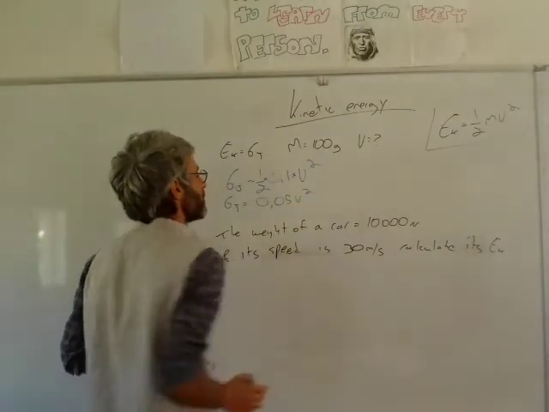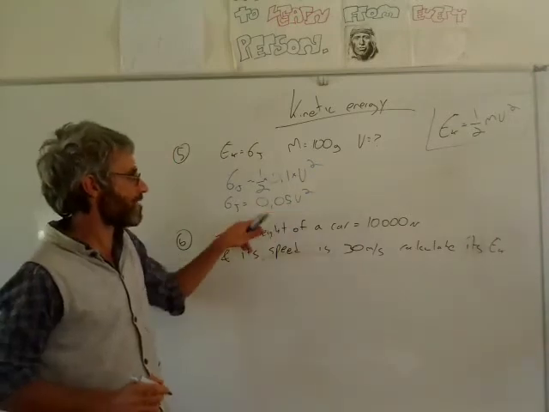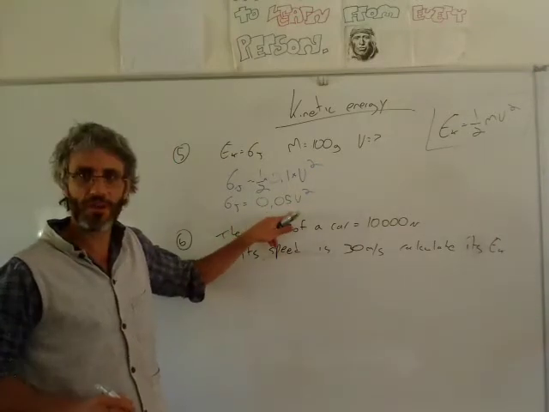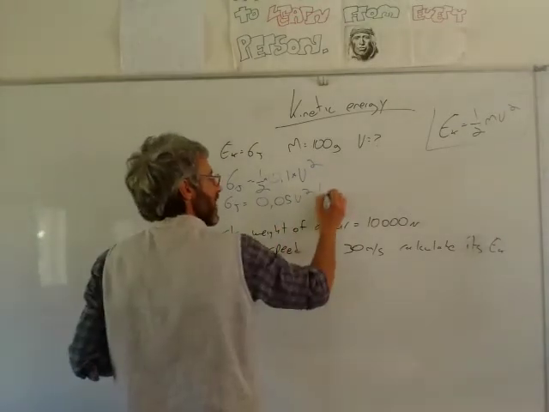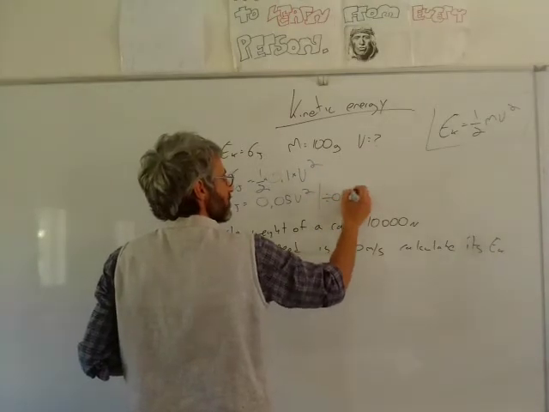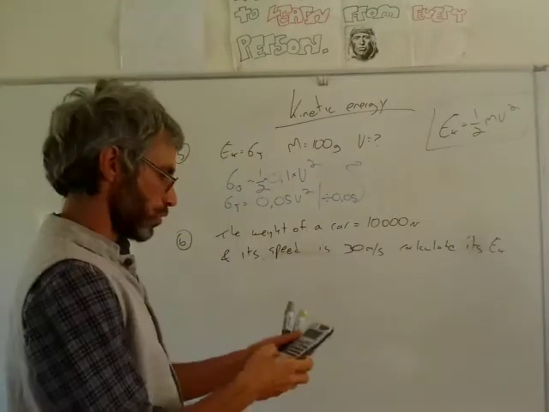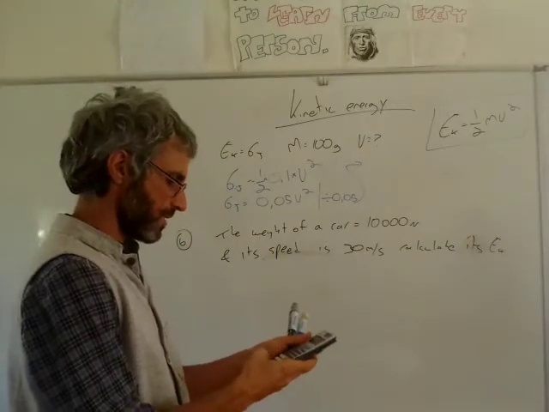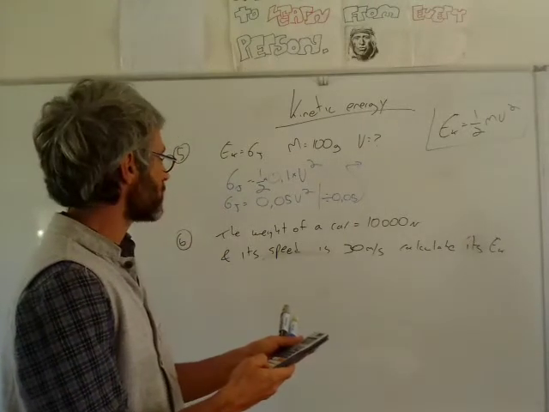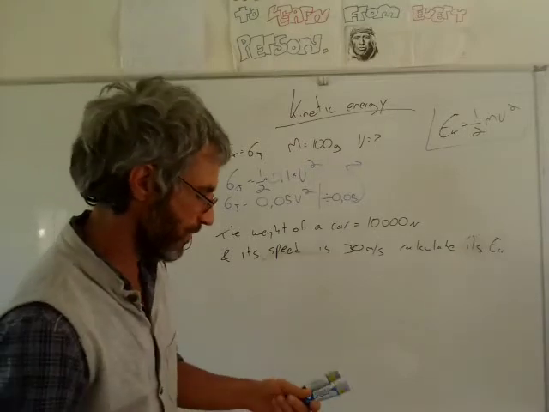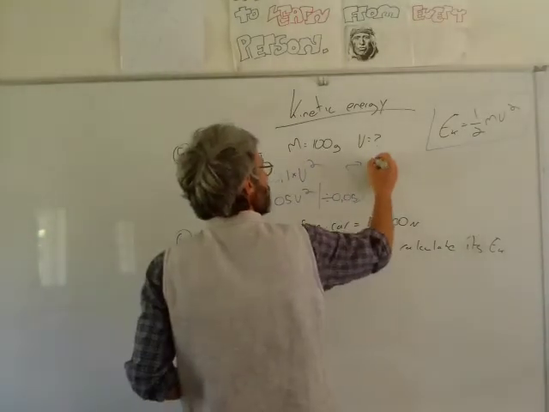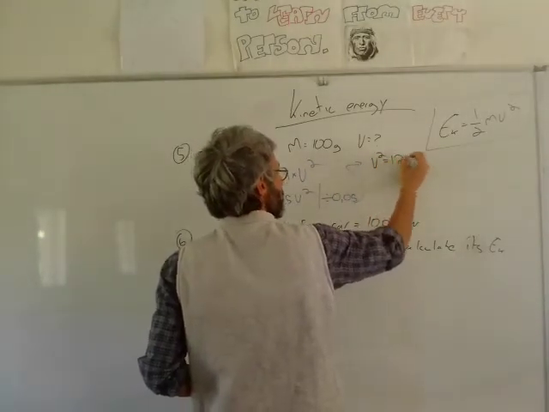v squared. Now, I want to get rid of that 0.05 because I want to find the speed. So I'm going to divide by 0.05. If you don't mind, I'll write the answer here. So I'm going to do 6 divided by 0.05, 120. So I've got v squared is equal to 120.